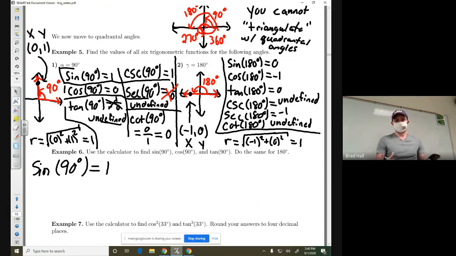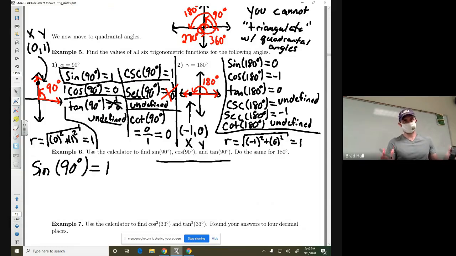And then similarly, all of these values, sine, cosine, and tangent of 90 degrees, we found all of those in the previous example. Cosine of 90 degrees, you should get 0. Tangent of 90 degrees, it'll complain, as it should. So by doing that, your calculator is in the correct mode.